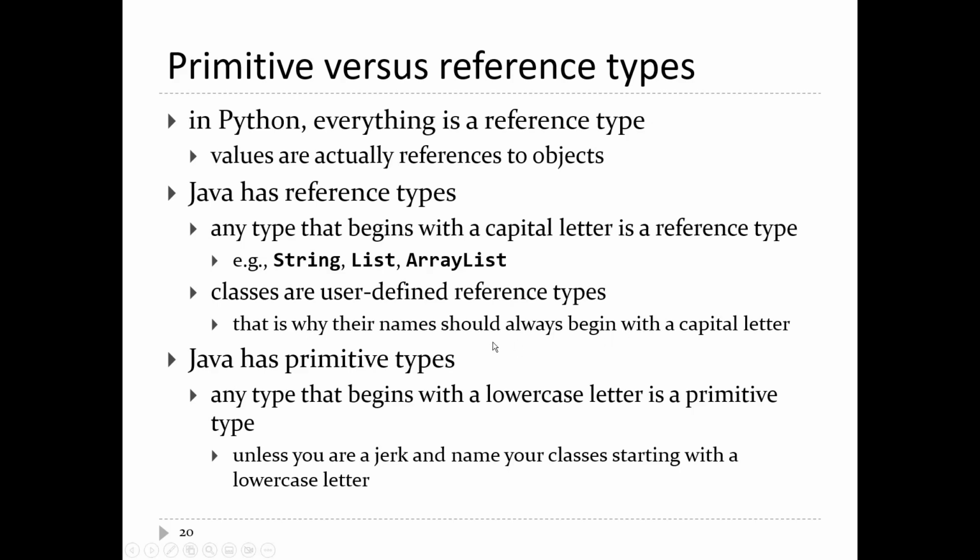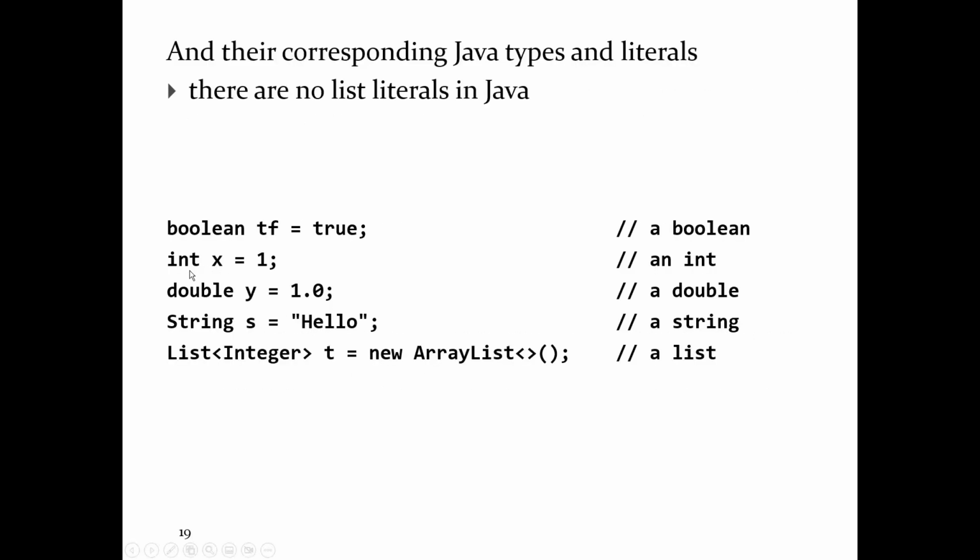Now Java also has primitive types. So any type that begins with a lowercase letter is a primitive type, right? Unless you make a class and you name your class starting with a lowercase letter. Your class is a reference type, but now you're confusing things because other Java programmers are expecting types with lowercase letters to be primitive types. So back here, x is the primitive type int.